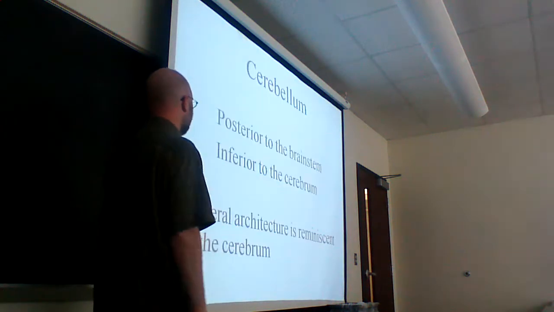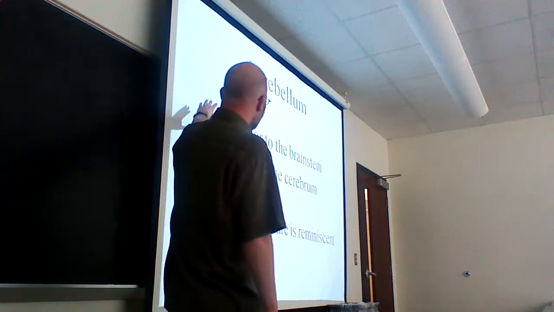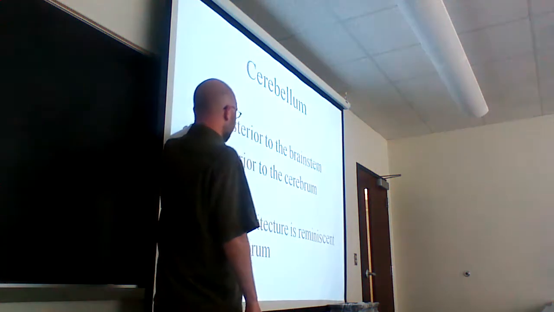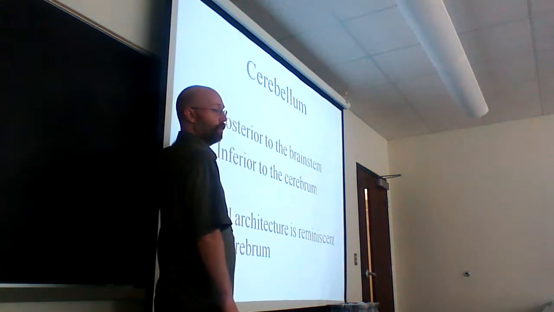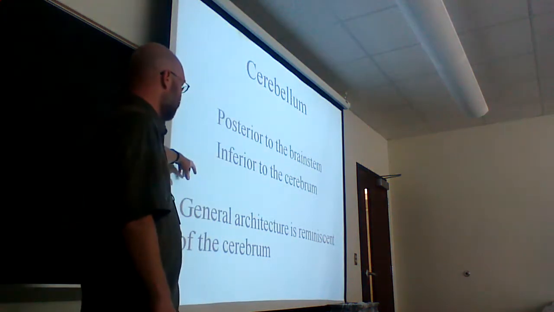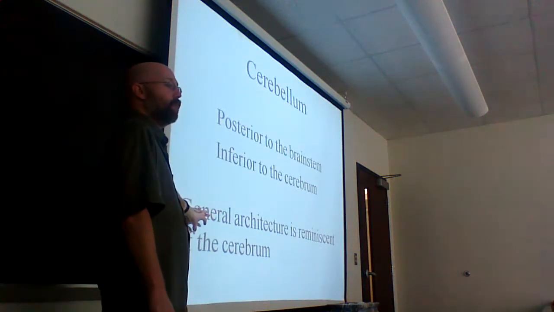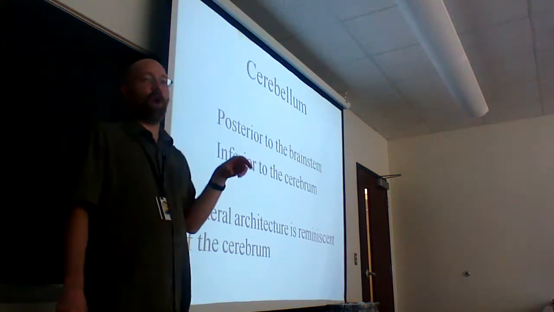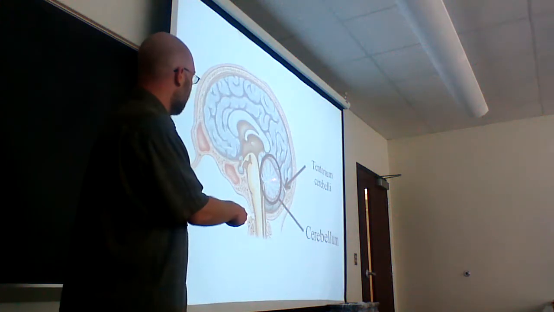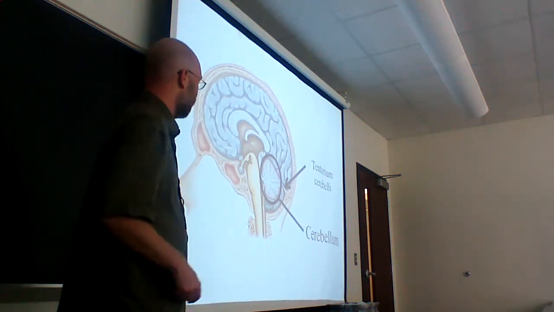This might be a good one to explain. The cerebellum. This is an interesting one. Posterior to the brainstem, posterior to the fourth ventricle, in fact. Inferior to the cerebrum. Looks like a little bitty mini brain with its architecture of gray and white matter. So, white matter is the arbor vitae, gray matter is the cerebellar cortex.